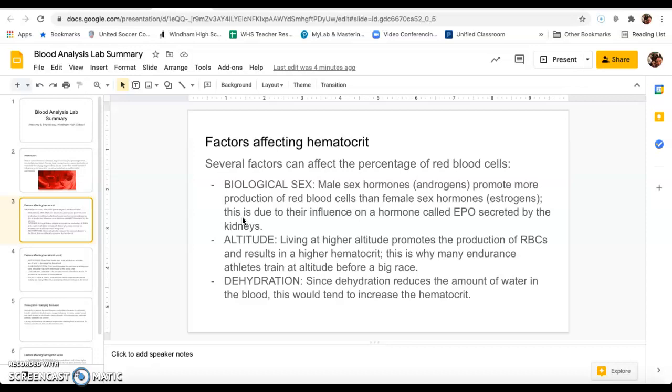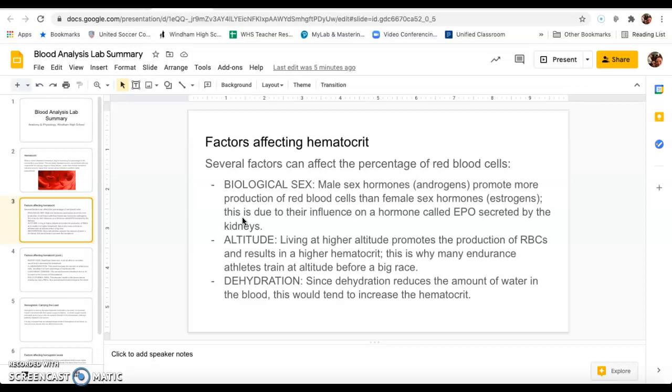Altitude is another factor. You'll often hear about, in those same endurance athletes, cyclists and marathoners and things like that, a lot of those athletes are actually preparing currently for the Olympics to be held in Tokyo this summer. And living at higher altitude promotes the production of red blood cells and results in a higher hematocrit. That is an adaptation to be able to handle the decrease in available oxygen at those altitudes.